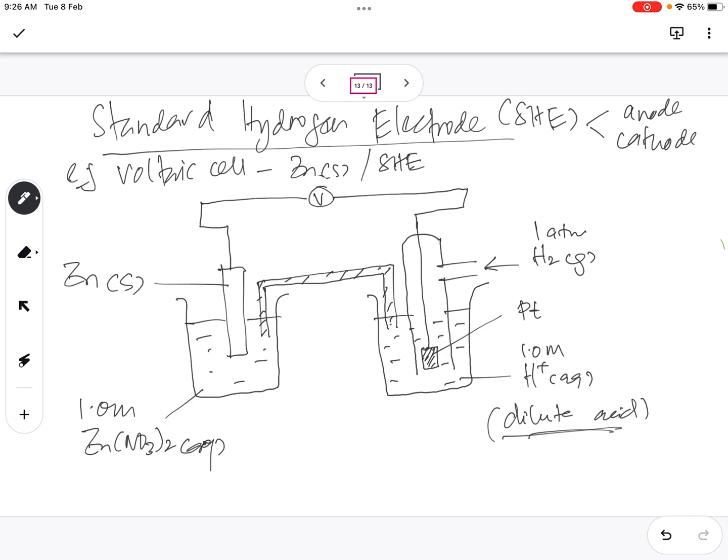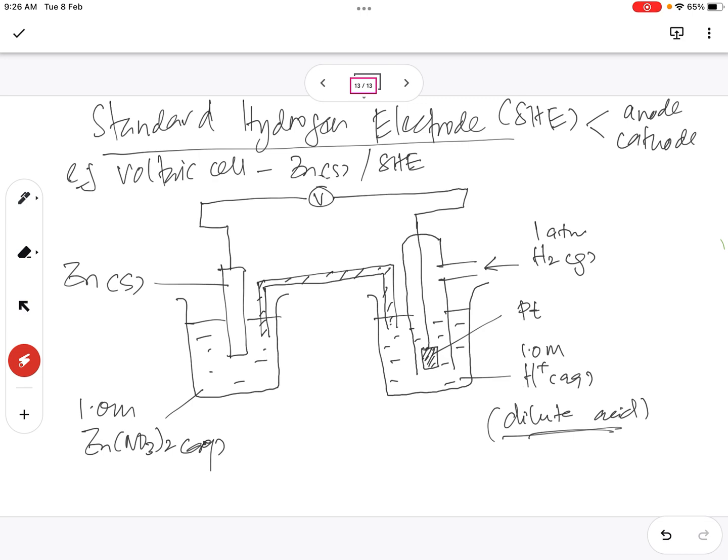Okay, so far boleh label diagram dia? Boleh, sir. Okay, soalan saya sekarang, anda jangan tengok buku tau, tengok slide ni, anda jawab. Kita tahu SHE ni dia special sikit, dia boleh jadi anode, dia boleh jadi cathode. Sekarang sini sudah ada zinc, sini sudah ada SHE. Anda rasa siapa anode dan siapa cathode?